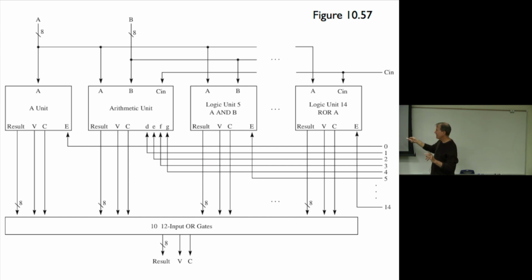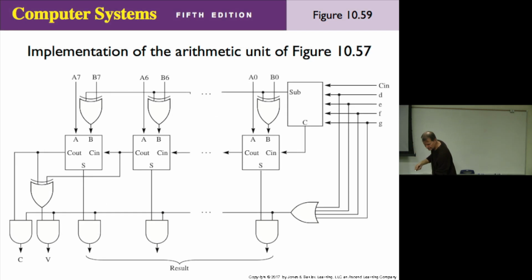When E is 1, that's when we're selecting it to do what? A plus B plus Cn. Are you with me? And so on. And then we have this Cn also coming in, right? And then we have the A and the B coming in. That's all the inputs we have coming in. So here's what you should be able to do.